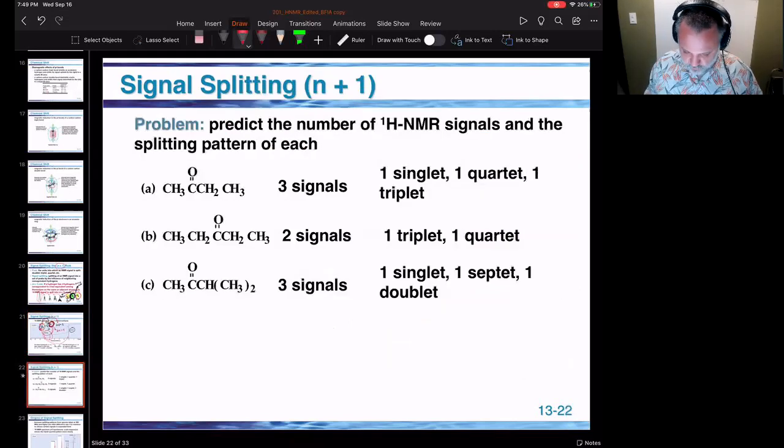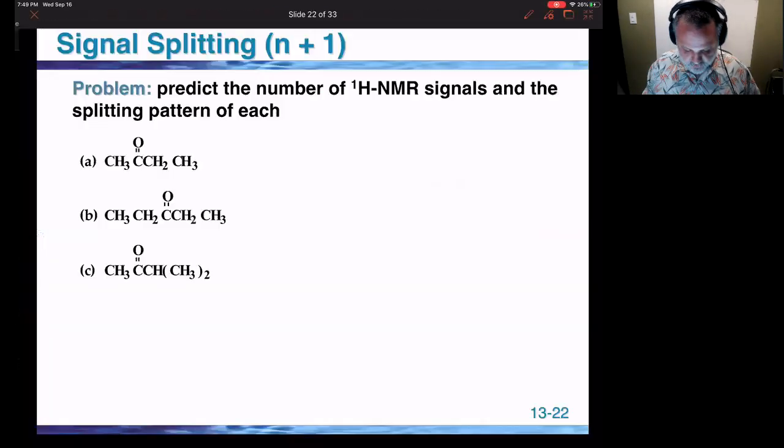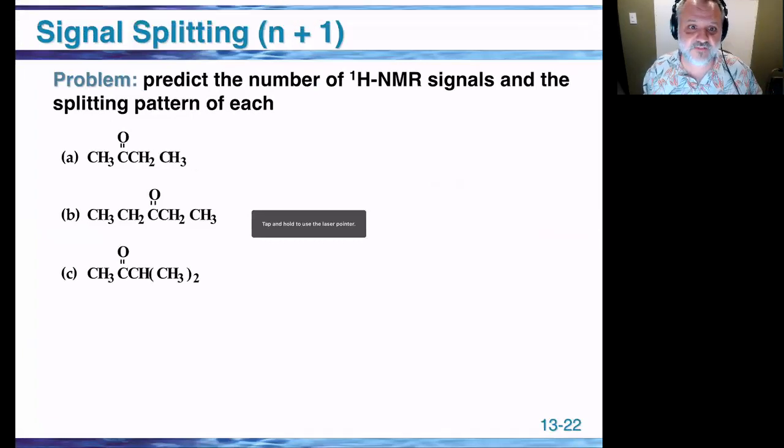Let's see, slideshow from current. Okay. So now, pretend you didn't see any of the answers. Let's predict the number of signals, the splitting pattern, and the integration pattern. So this is where I want to go with this. We're getting really close to the end, and this is the last part of the slideshow that I want to get to. And then I'll do one example on the lab, and then we'll wrap it up for the day. So let's take a look.